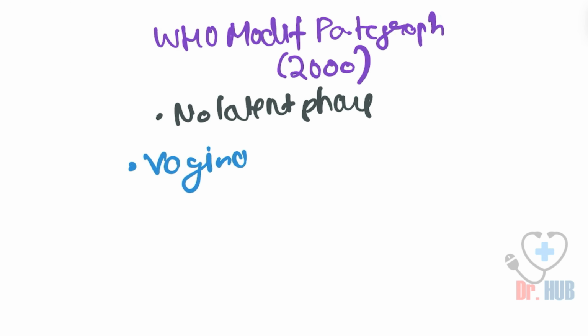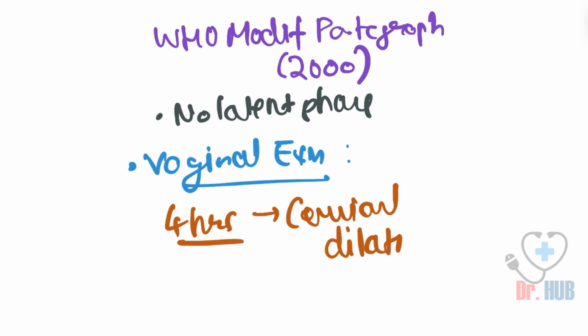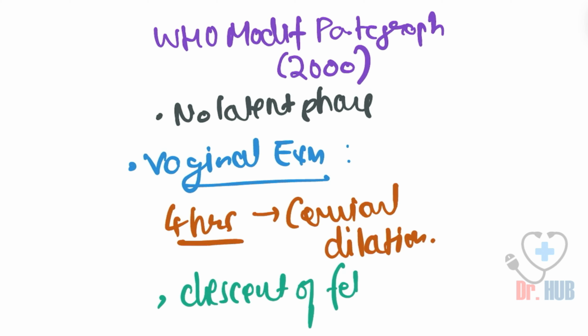we look at the vaginal examination. This vaginal examination should be done no less than every 4 hours to assess the cervical dilation and also the descent of the fetal head.